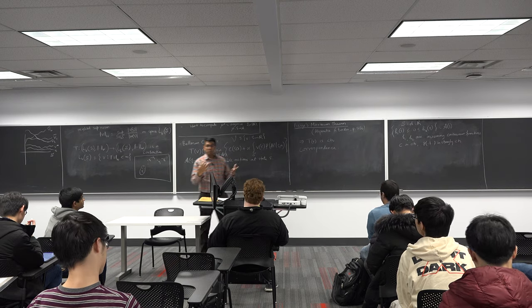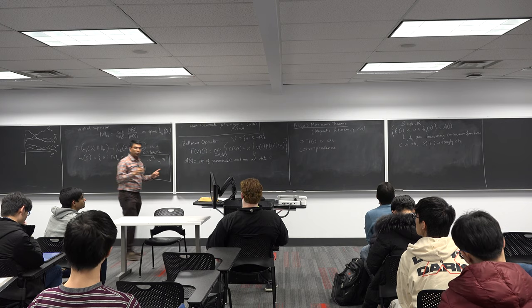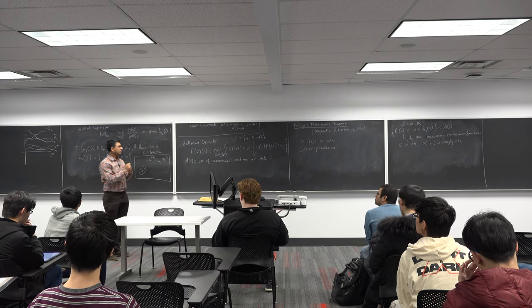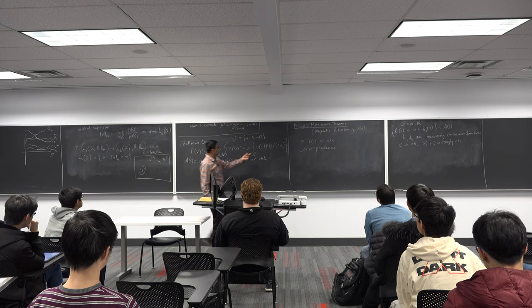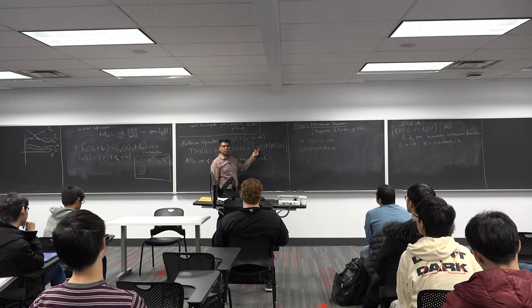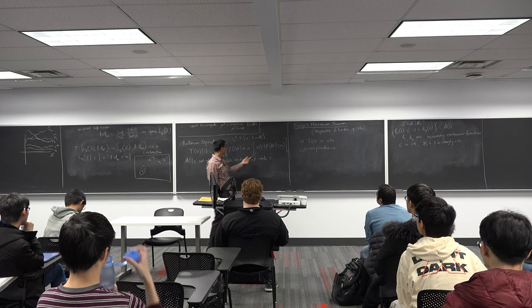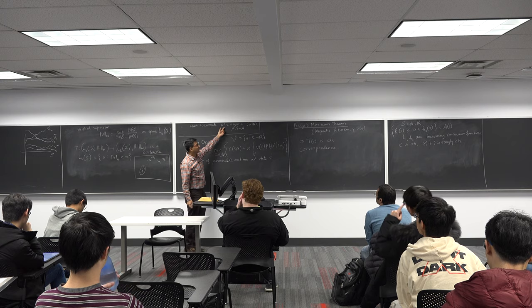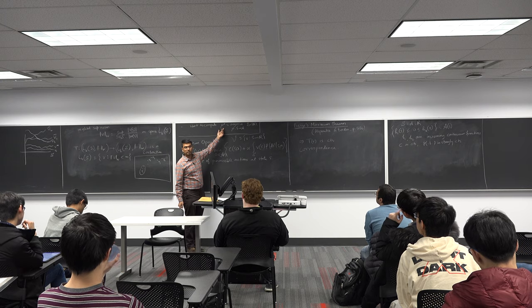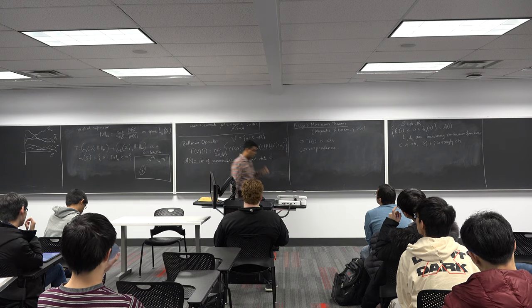Okay, now what do you do in reinforcement learning? In reinforcement learning, there are two approximations that you make. One is you approximate the value function using some sort of function approximator, and then you approximate the policy using some other sort of function approximator.